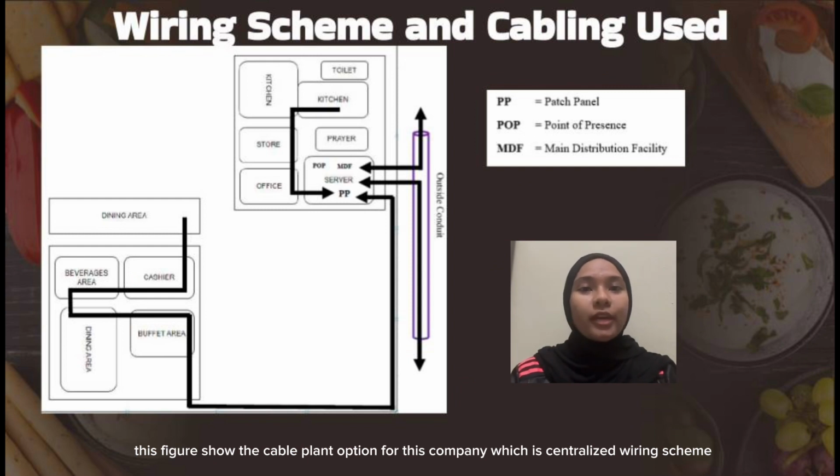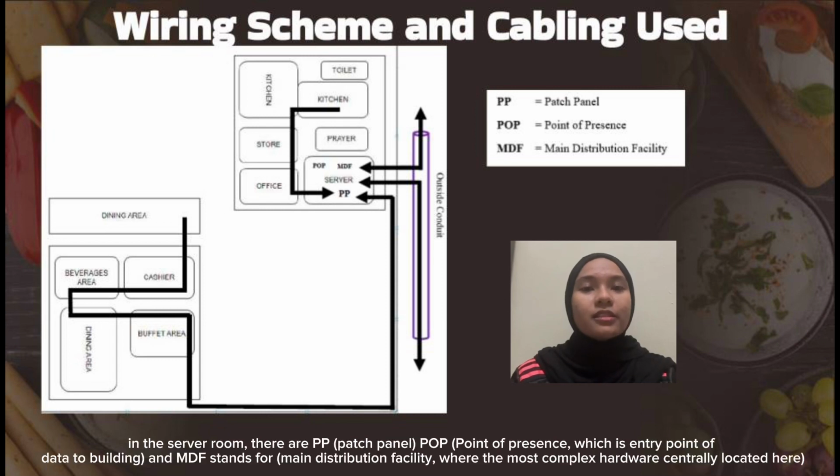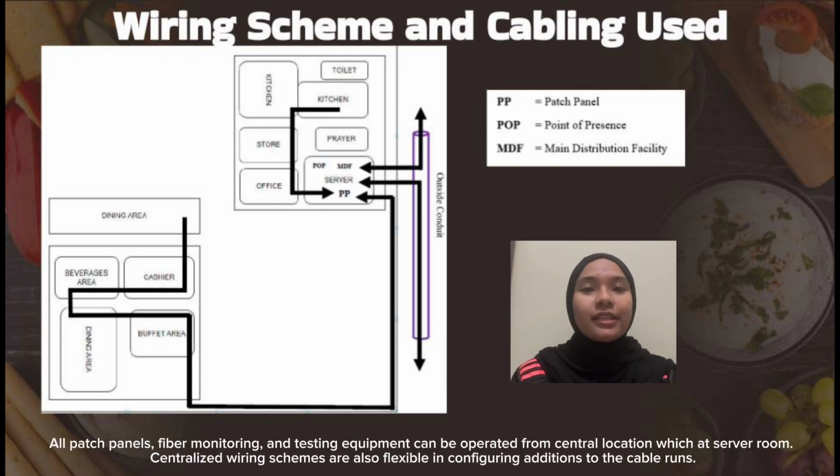This figure shows the cable plan option for this company, which is a centralized wiring scheme. In the server room, there are the PP, patch panel, and the POP, point of presence, which is the entry point of data to the building, and the MDF, which stands for main distribution facility, where the most complex hardware is centrally located. All patch panels, fiber monitoring, and testing equipment can be operated from a central location, which is the server room. Centralized wiring schemes are also flexible in configuring additions to the cable runs.